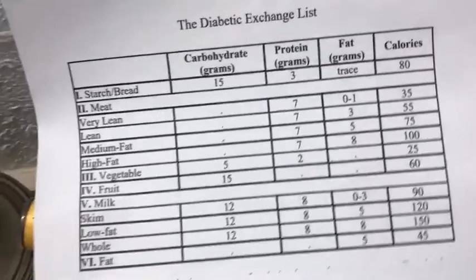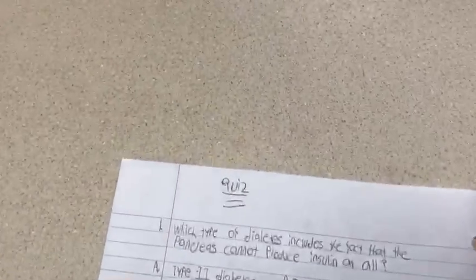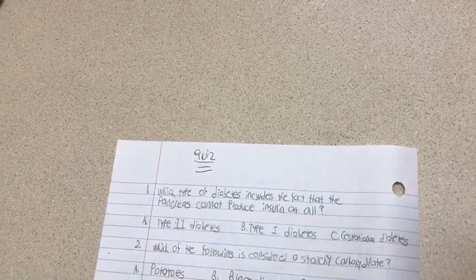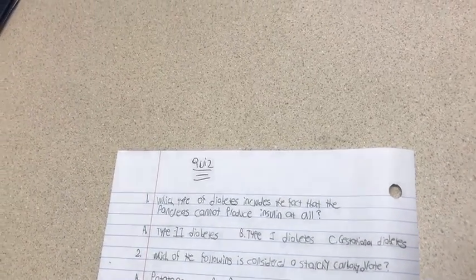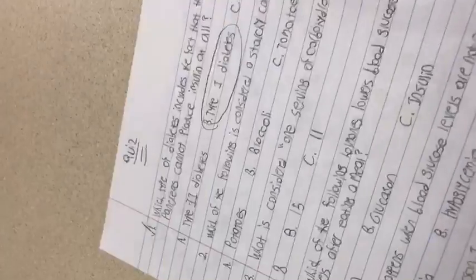So now that we went over the carbohydrate counting system and the exchange system, I am going to quiz my patient on some questions regarding this counseling session. So, number 1, which type of diabetes includes the fact that the pancreas cannot produce insulin at all? Type 2 diabetes, type 1 diabetes, or gestational diabetes? Which one do you think? Probably type 1 diabetes. Type 1 diabetes. You are right about that. So you're correct.